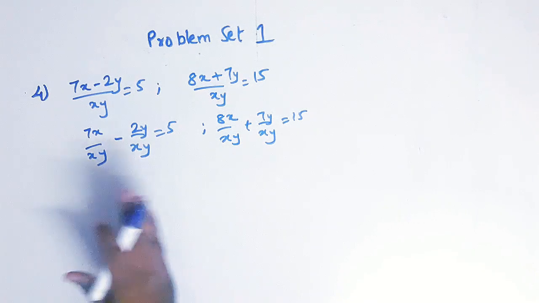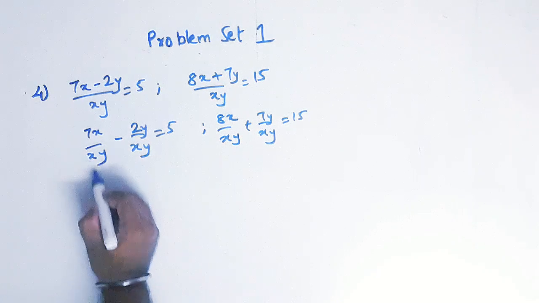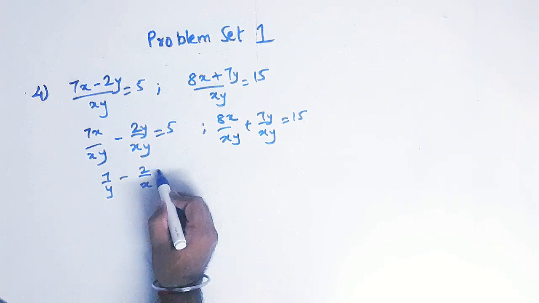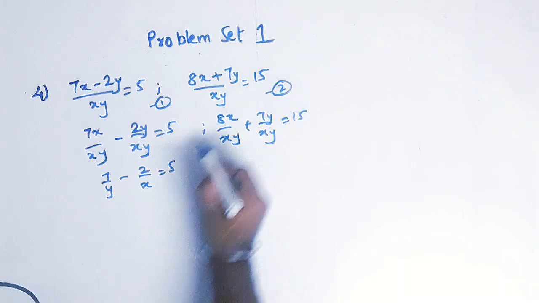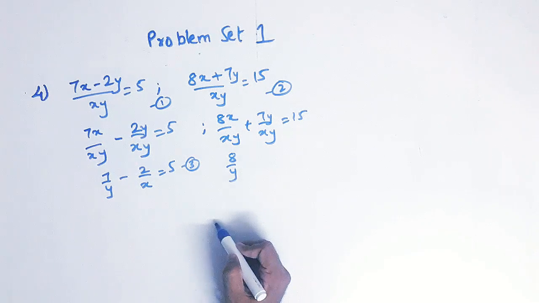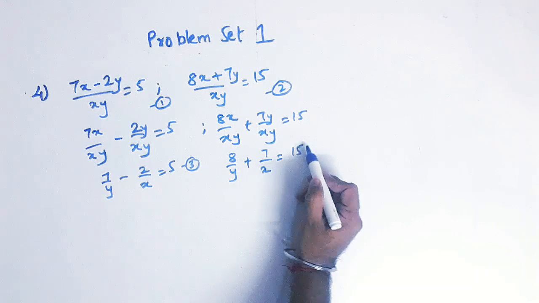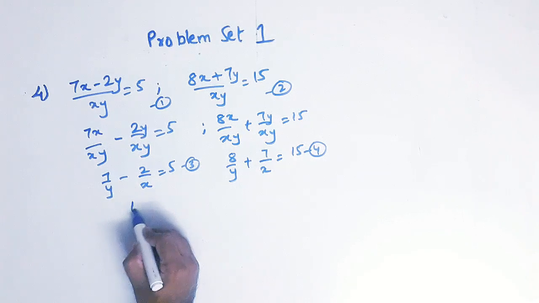Splitting the denominator, or you can say giving the respective denominators. Okay, so this will become x gets cancelled, 7 upon y minus y gets cancelled, 2 upon x equals to 5. We got the new equation. I'll give this as 3. Okay, and here x gets cancelled. This is 8 upon y plus 7 upon x, y gets cancelled, equals to 15. This is fourth one.